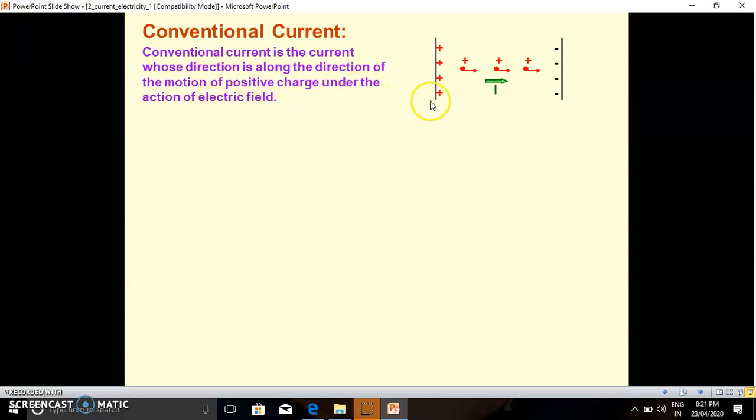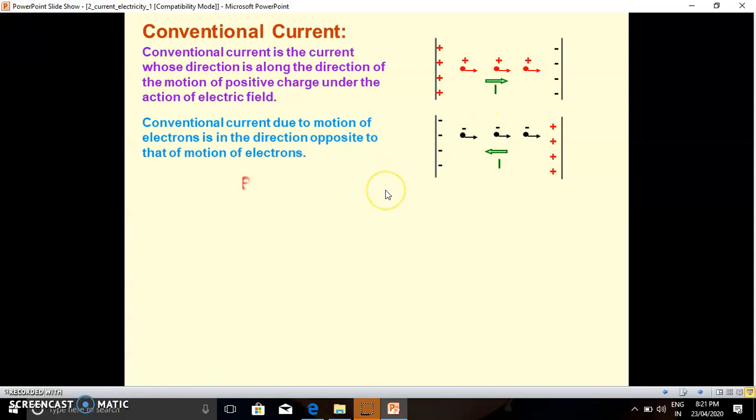So current is always flowing from the positive terminal of the battery to the negative terminal. And if you see the direction of the electrons, the direction of the electron is always from the negative terminal of the battery to the positive terminal of the battery. Here we can see. So from here we can say that the direction of the current is always opposite to the direction of the electrons.